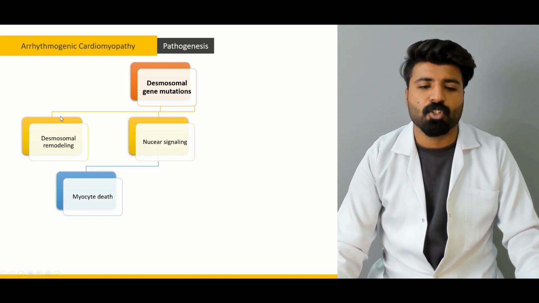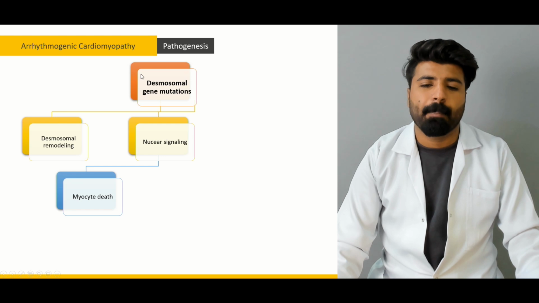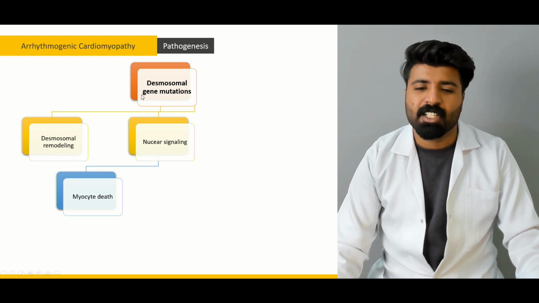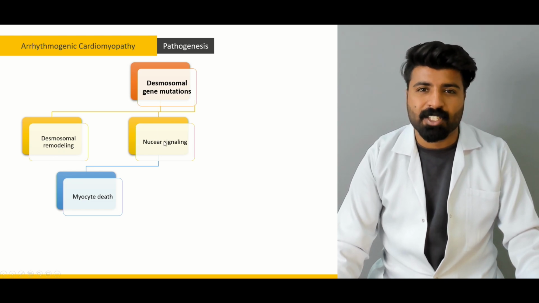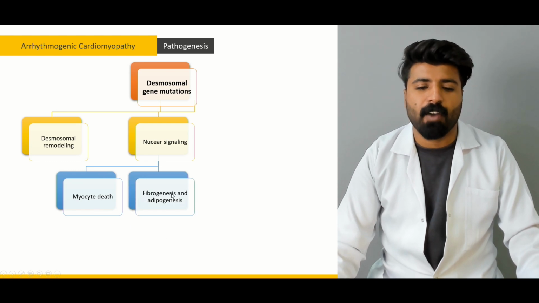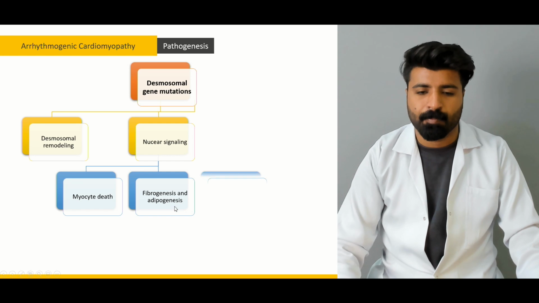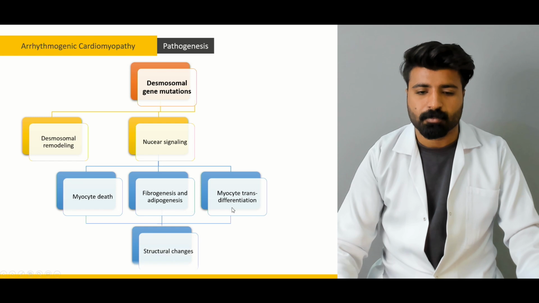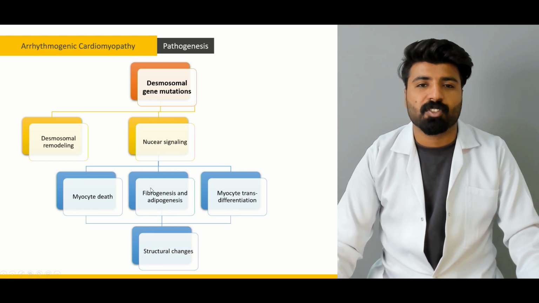First of all, we have desmosomal remodeling. We have nuclear signaling, which will lead to myocyte death. What will happen in desmosomal gene mutations? These desmosomes will be remodeled. When these gene mutations happen, nuclear signaling will lead to myocyte death. This will lead to fibrogenesis and adipogenesis, and this will lead to myocyte transdifferentiation. These all lead to structural changes which will lead to arrhythmogenic cardiomyopathy.